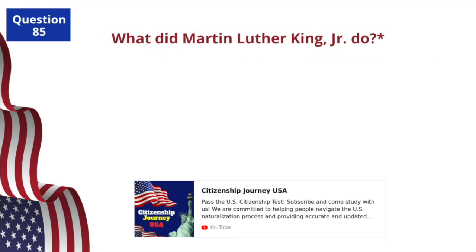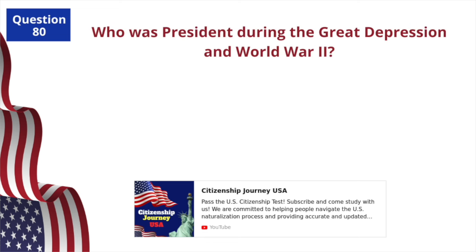What did Martin Luther King Jr. do? Fought for civil rights. Who was president during the Great Depression and World War II? Franklin Roosevelt.